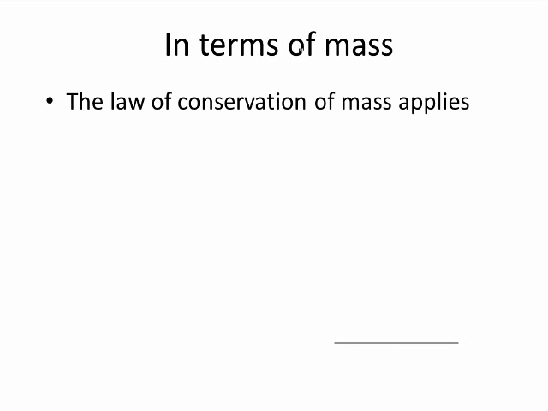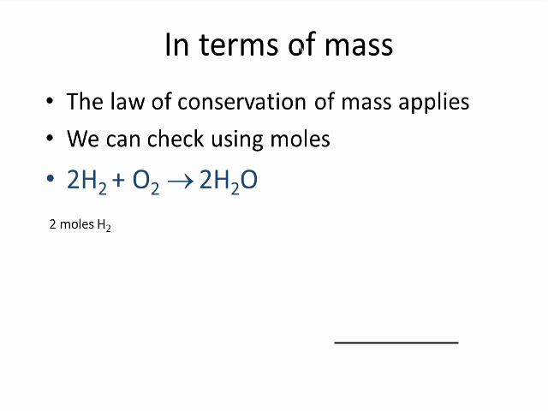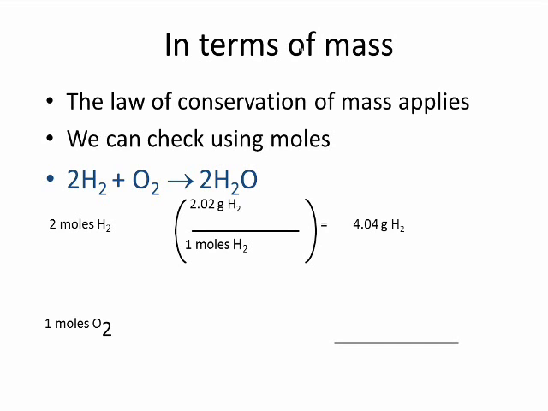Now in terms of mass, we have to know that the law of conservation of mass will always apply, and we can use this and check by using moles. For example, here we have 2 moles of hydrogen. Now 1 mole of hydrogen is 2.02 grams, so this equals 4.04 grams, and we know that. We've done that already. Now 1 mole of oxygen we know will equal 32 grams. So the mass will be conserved. And we've already done stuff like this.